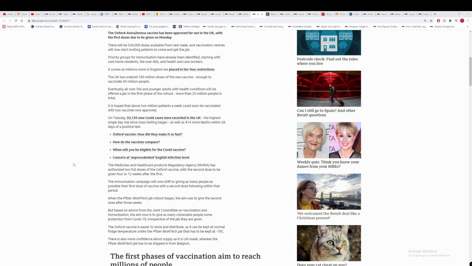There will be 530,000 doses available from next week, and vaccination centers will start inviting people to come get the jab. The problem is you need two doses, so that number's not as high as it seems. It should be about half, really. Priority groups for immunization have already been identified, starting with care home residents, the over 80s, and health and care workers.